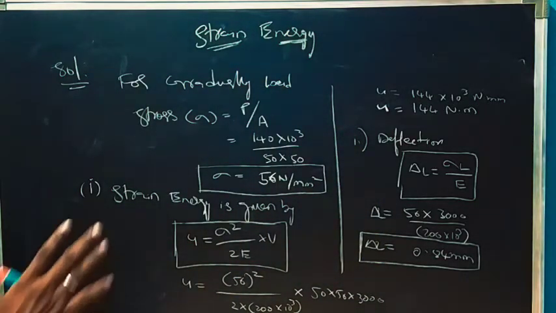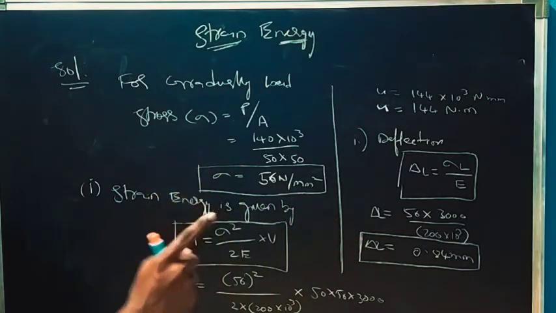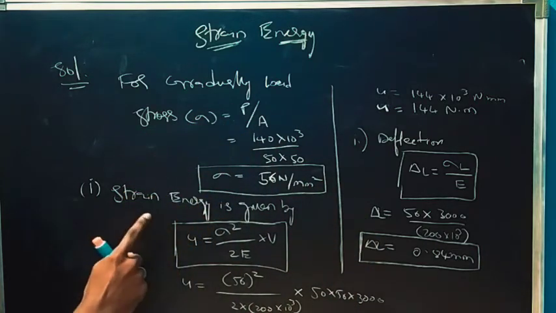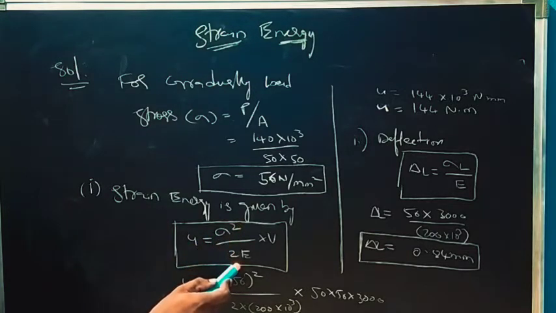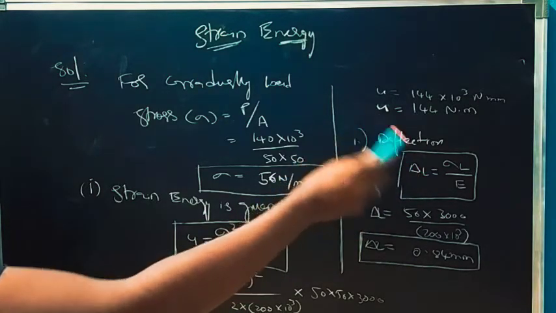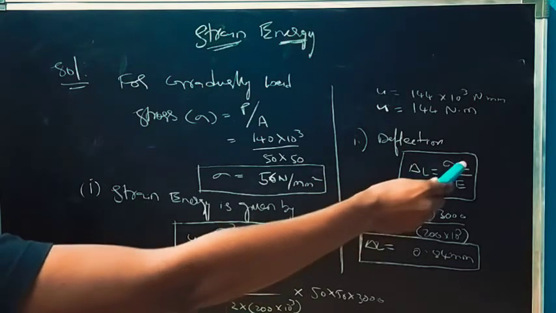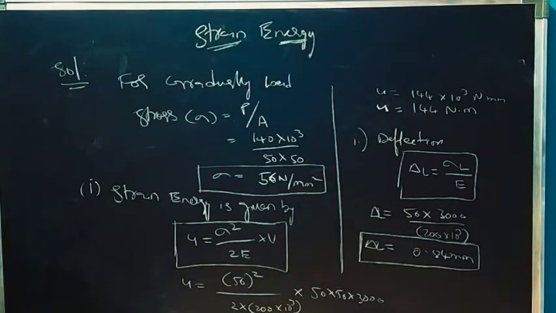So this is how you can find the extension in a bar, and also you can find the strain energy by using the formula U equals sigma square upon 2E into volume. And the formula for deflection or extension in the bar is delta L equals sigma multiplied by length upon Young's modulus.